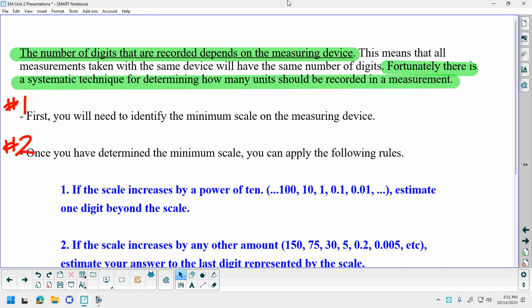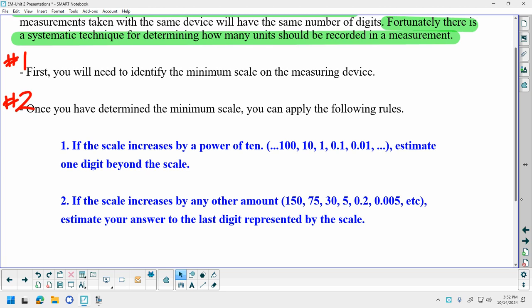And then once we've determined the minimum scale, we need to look at what kind of scale it is. Is it a power 10 scale or not a power 10 scale? If the scale increases by a power of 10, meaning does each line on the scale go up by 100? Does it go up by 10? Does it count by ones, by 0.1, 0.01? In other words, some multiple of 10 or some division of 10. If the scale goes by a multiple or division of 10, as a power 10 scale, we can then estimate one digit beyond that scale.